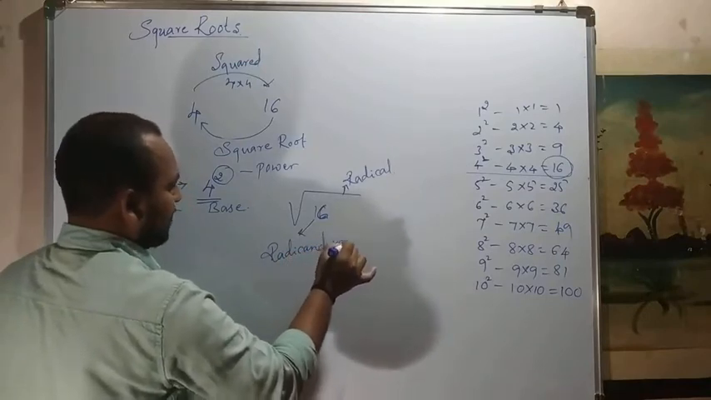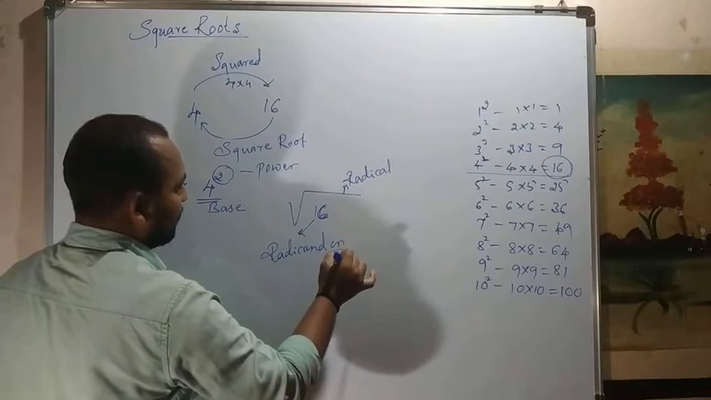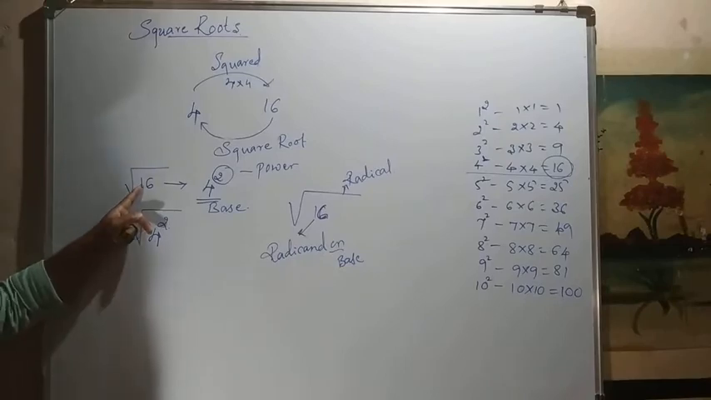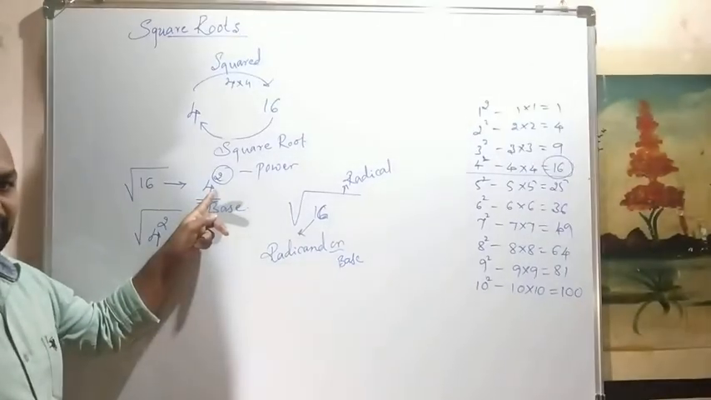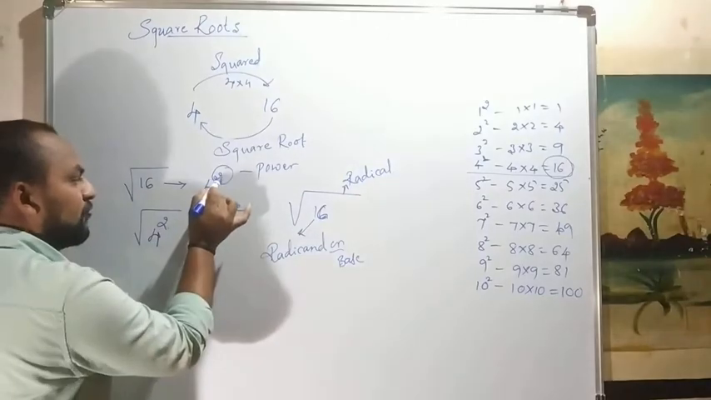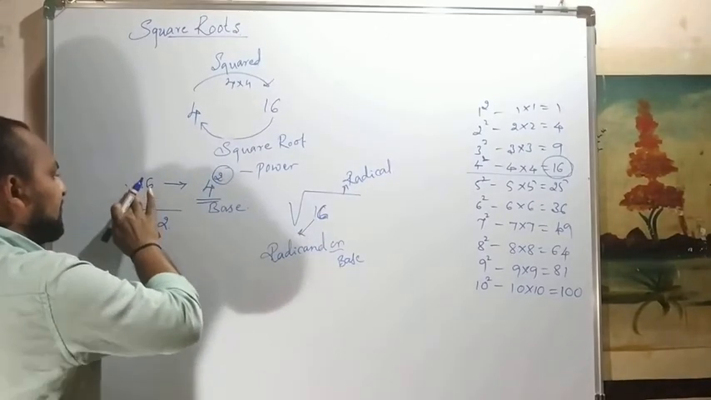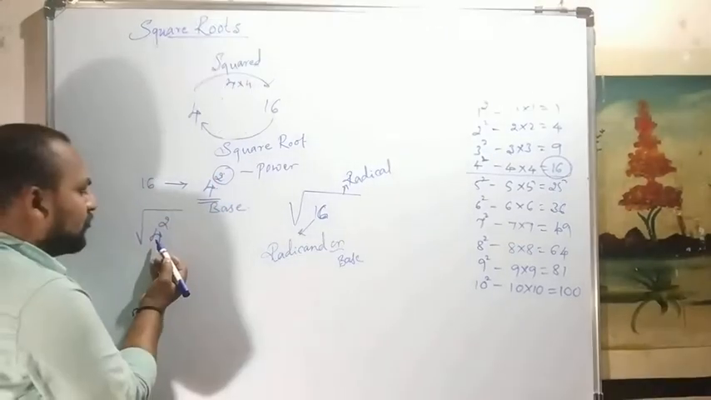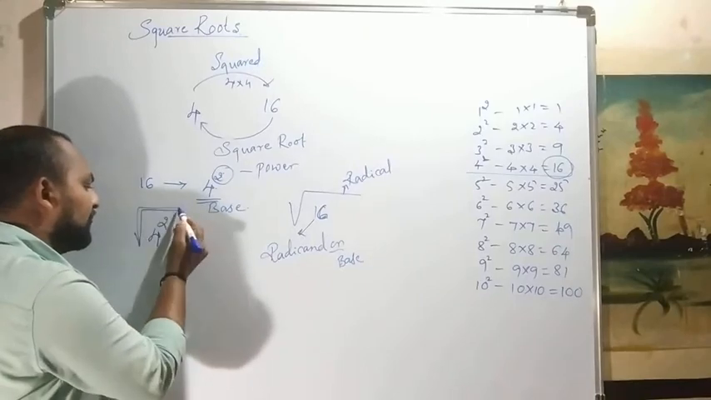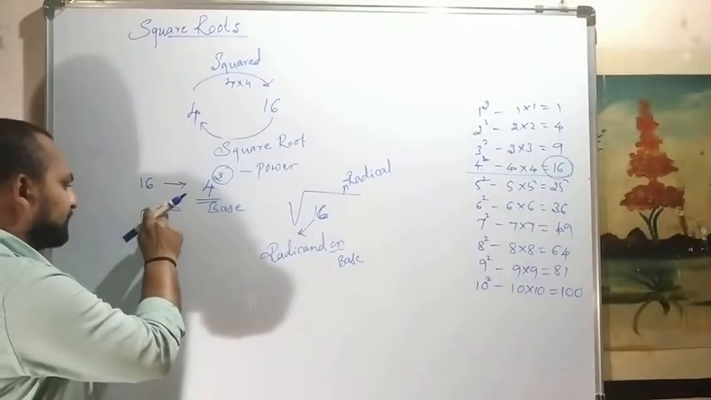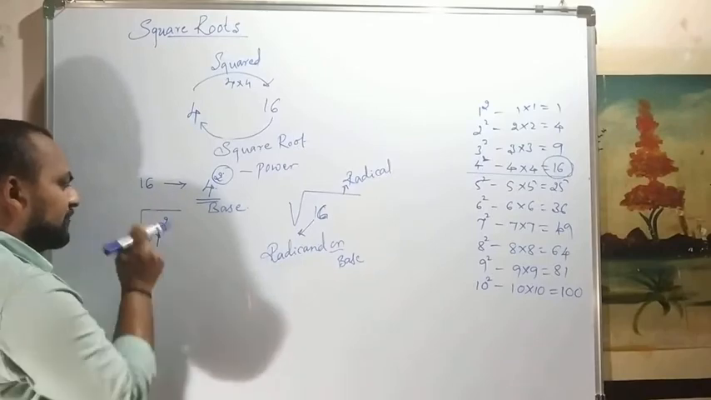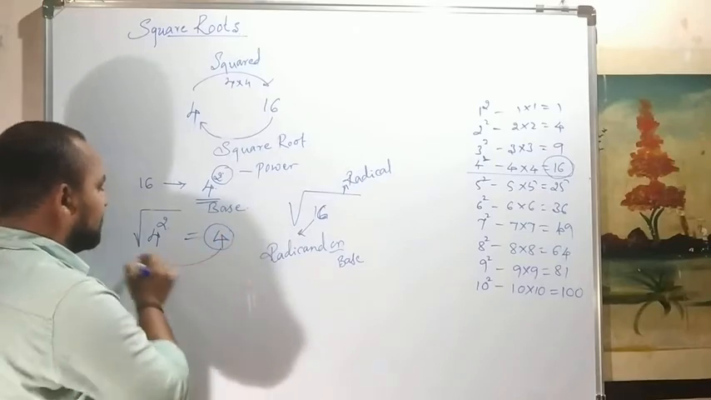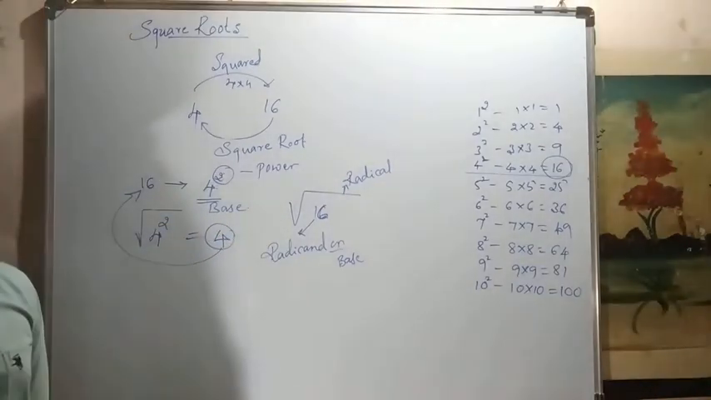Radicand or base. Okay, then the square root of 16 can be written as 4 square. The 16 can be written as 4 square. The square root of 4 square is 4. So the square root of 16 is 4.